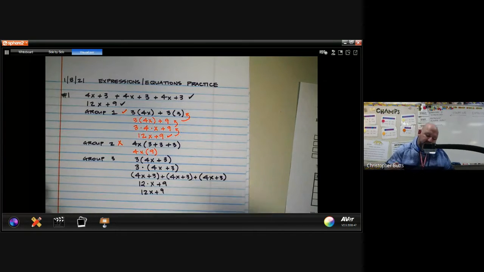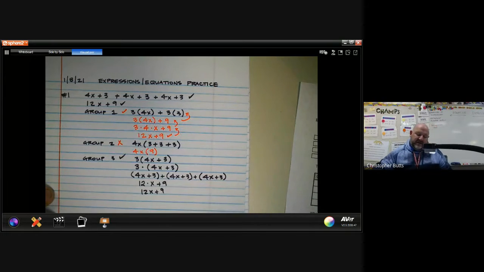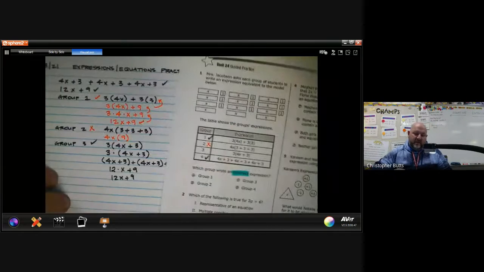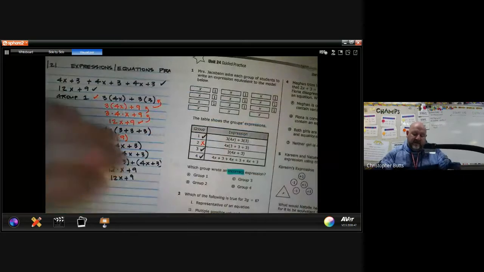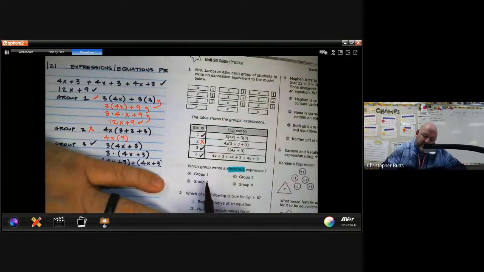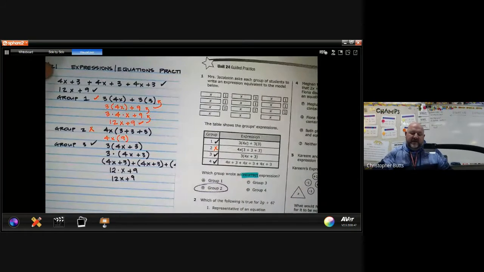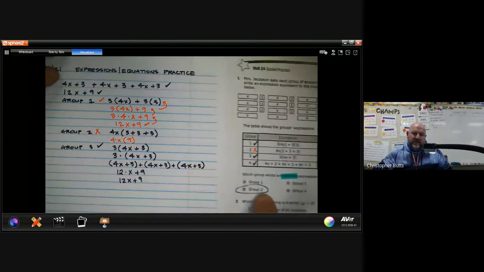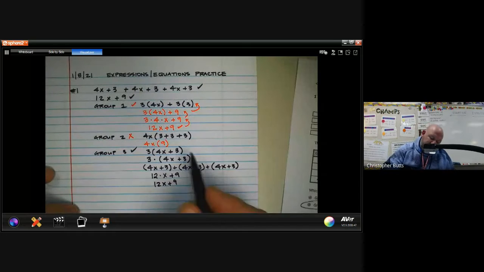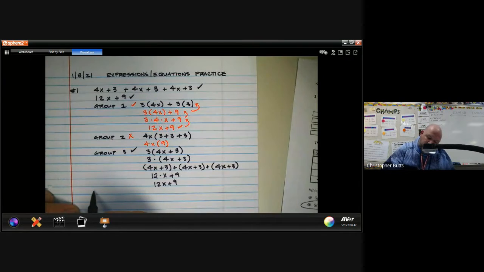So group number 1, group number 3, and group number 4, they were correct. It was group number 2 that was incorrect. So since you don't have the printed out paper, would you write this for me? Let's just say group 2 was incorrect.